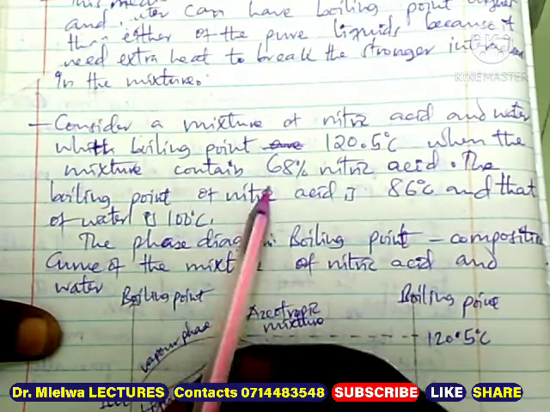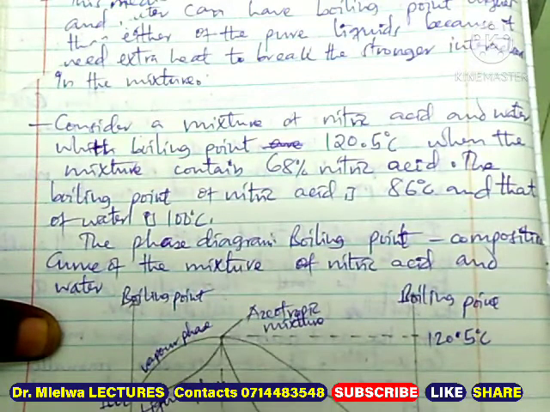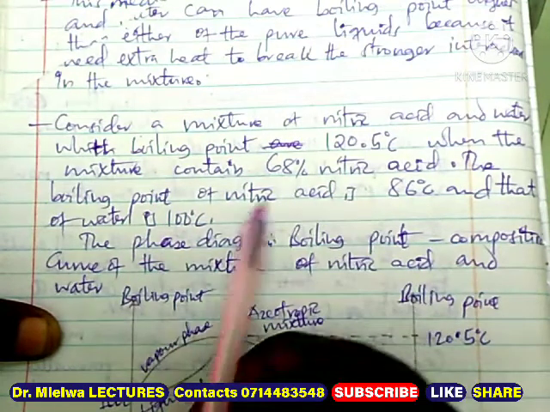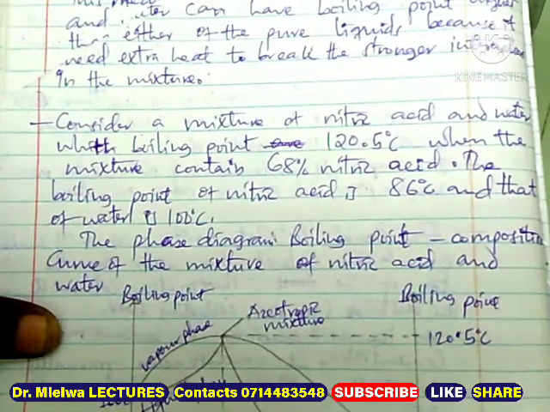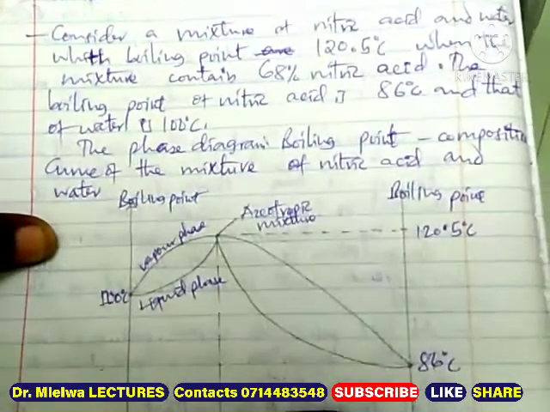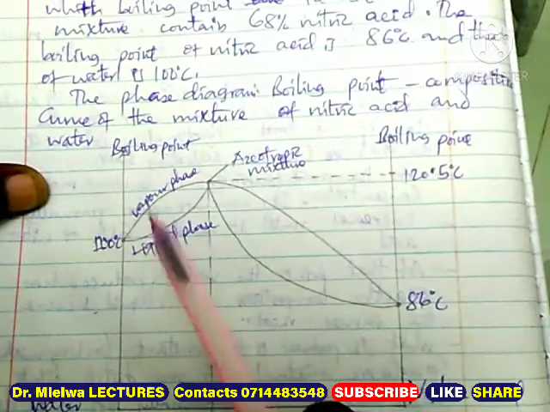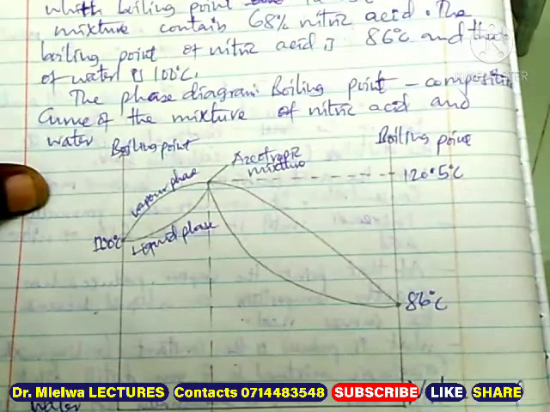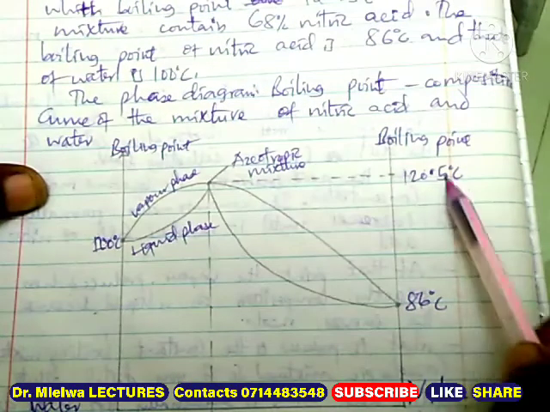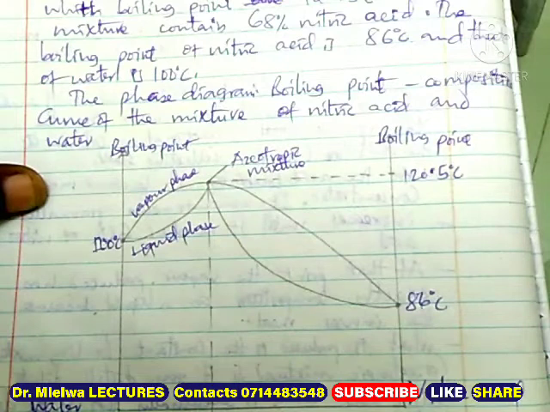When the mixture contains 69% of nitric acid, hiyo ndio itakuwa azeotropic mixture. So the boiling point of nitric acid is 86 and that of water is 100, ambayo inajulikana. Ukiangalia phase diagram ya hawa itaonekana kama 100 ni ile pale, then 120 ni ile pale, 86 ni ile pale, na azeotropic mixture imekuwa formed pale.